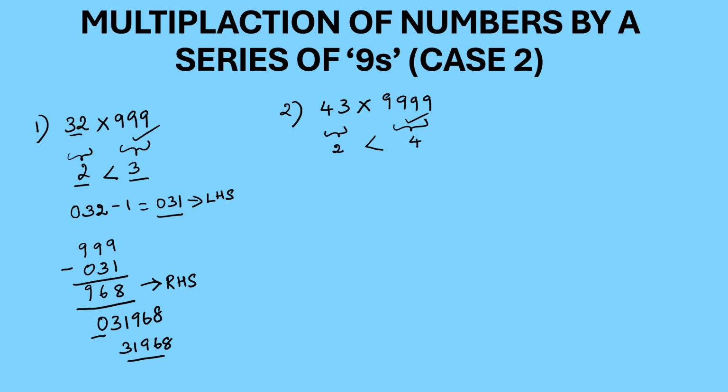Here again, the first step is to make the number of digits in both numbers equal. We know that 9999 consists of 4 digits, so the first thing that you do is you take the number to be multiplied, that is 43, and you add zeros in front of it to make it a 4-digit number. Next, you take this number and you subtract 1 from it. 0043 minus 1 gives you 0042, which becomes your LHS.